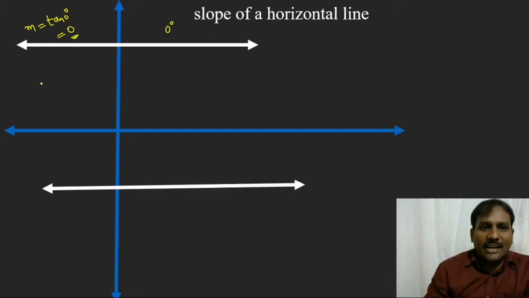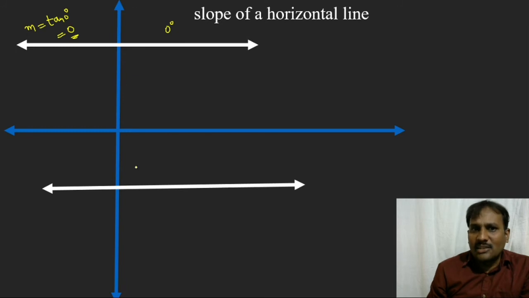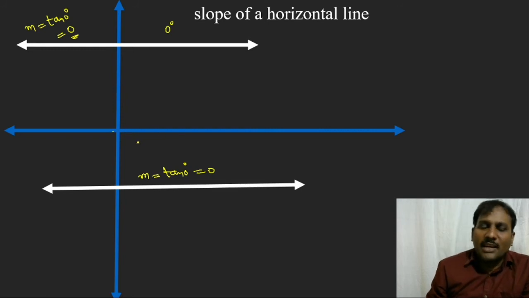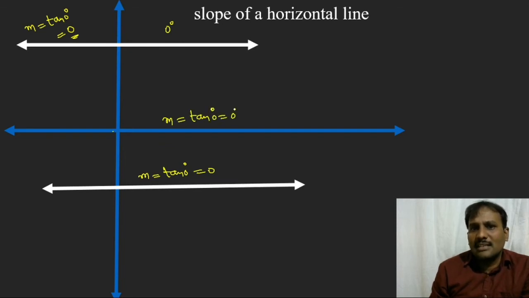You take another horizontal line. What is the angle it is making with the x-axis? It is also 0 degrees. Therefore, its slope is also tan 0, which is 0. And what about the slope of the x-axis? What is the angle the x-axis is making with itself? It is 0 degrees. Therefore, its slope is also tan 0, that is 0.